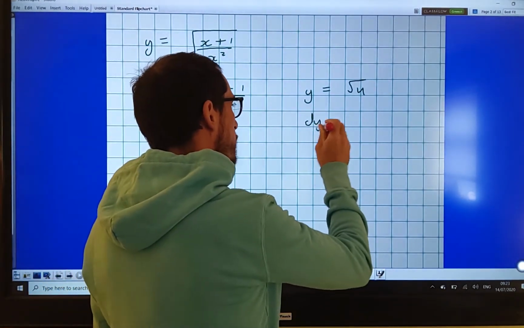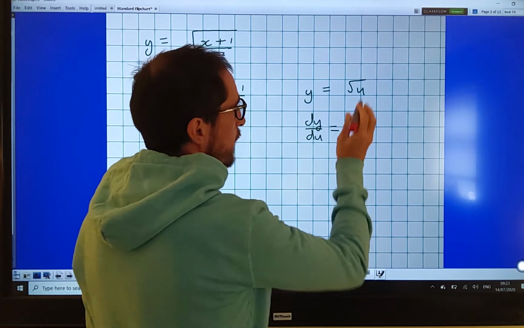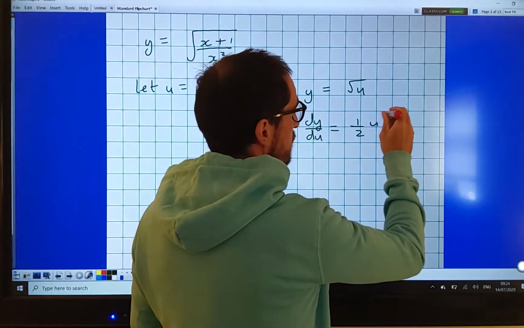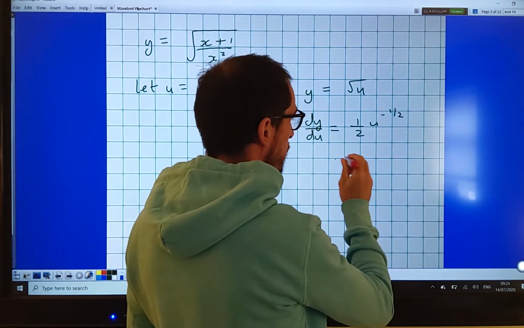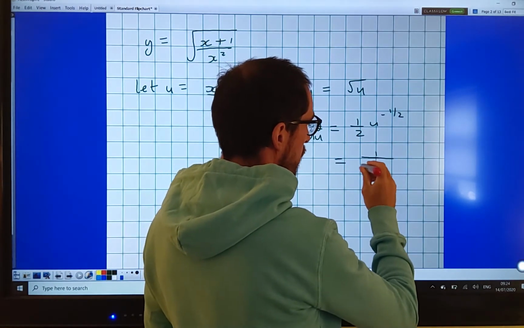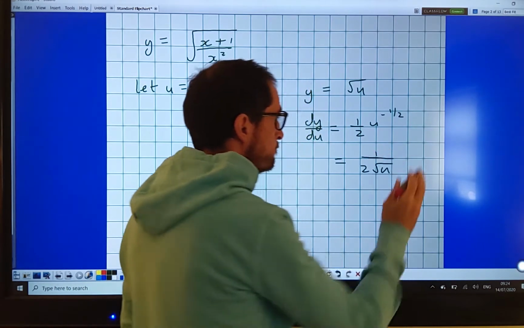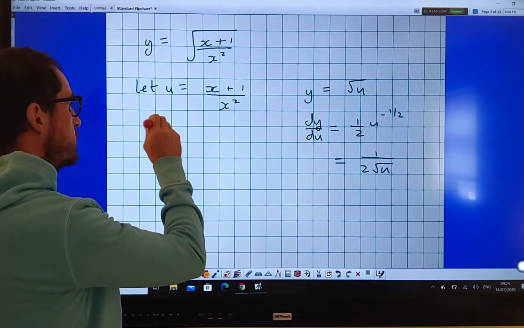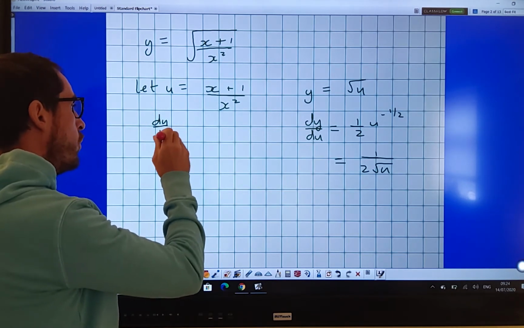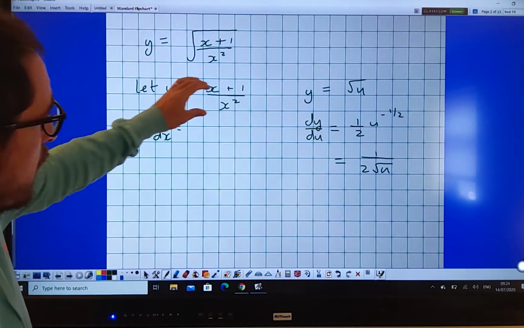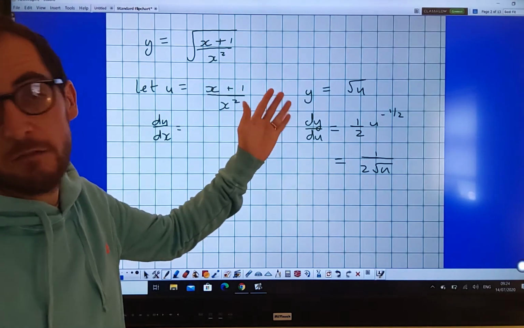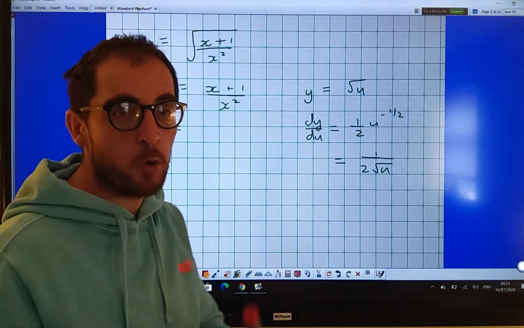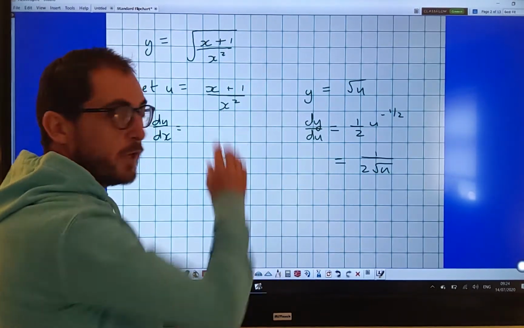So dy du, we'll differentiate this first of all. That's u to the power of a half, so it's a half of u to the power of minus half. And the more of these you do, you just know them automatically, which is 1 all over 2 root u. That's one part. The next part of the puzzle is this here. I need to get du dx. Now, what I always say to people is this: go and do this on a separate sheet, and then bring your answer back and pop it in here. Think of it like a jigsaw puzzle, or a piece of a puzzle. So you go and do that separately and then pop it in here.